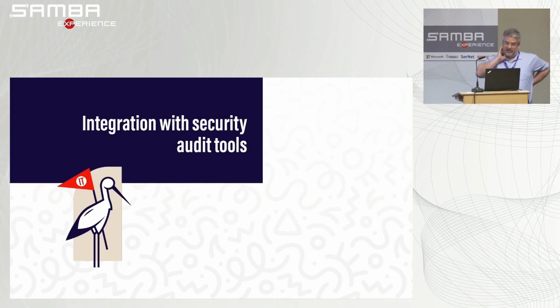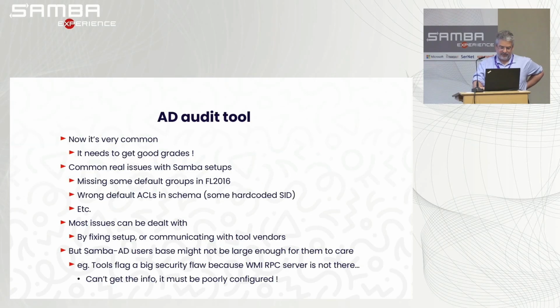Another thing that we see regularly, almost every month at every client, is that they now have security audits and security audit tools to cater for their Active Directory configuration. So it's very common, and what people want is to have good grades. The tool is running, and they want good grades at the end. There are common real issues with Samba setups. For example, there are some groups that are missing in Forest Level 2016. There is a bug entry for that, and some wrong default tokens in the schema.